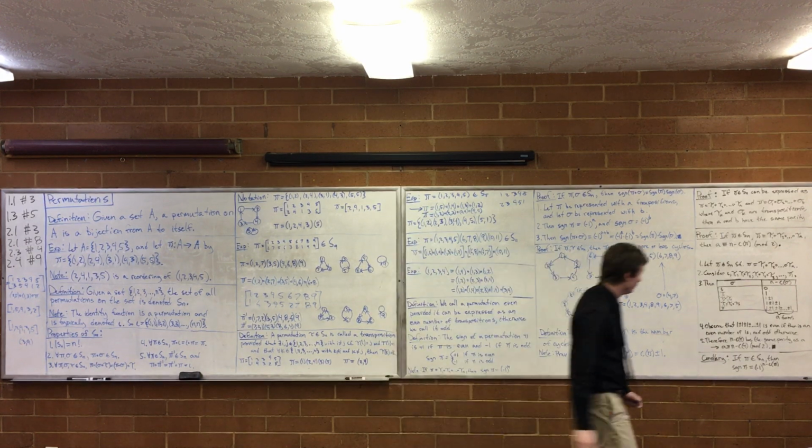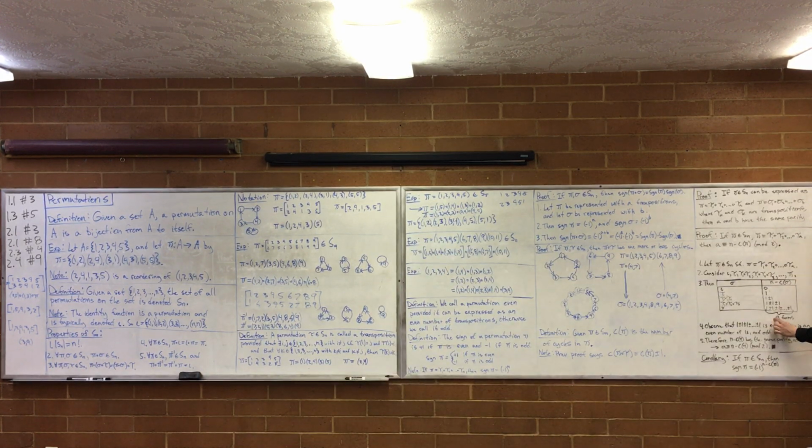So if A is even, the sum of these terms is even. If A is odd, the sum of these terms is odd. The sum of these terms is n minus the number of cycles. So if n minus the number of cycles is even, A is even. If n minus the number of cycles is odd, A is odd. That's what we're proving. They have the same parity.